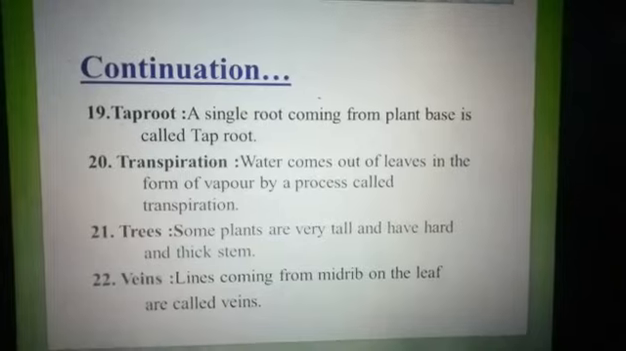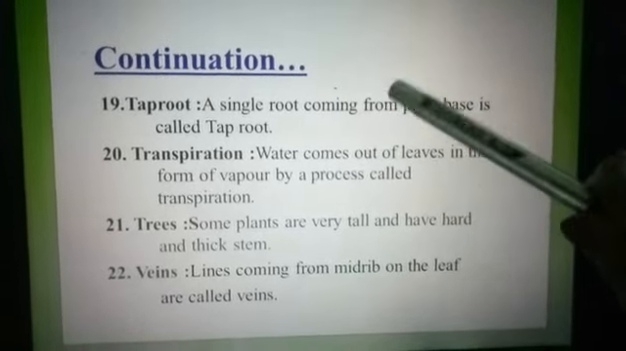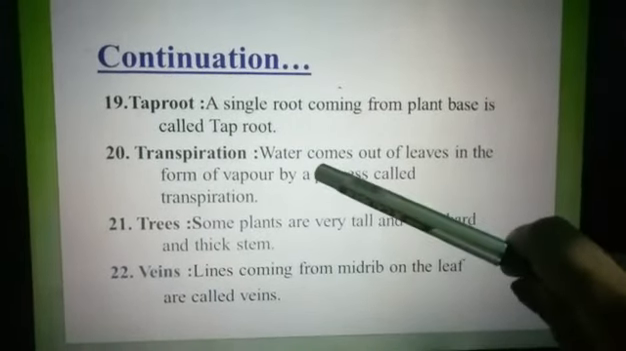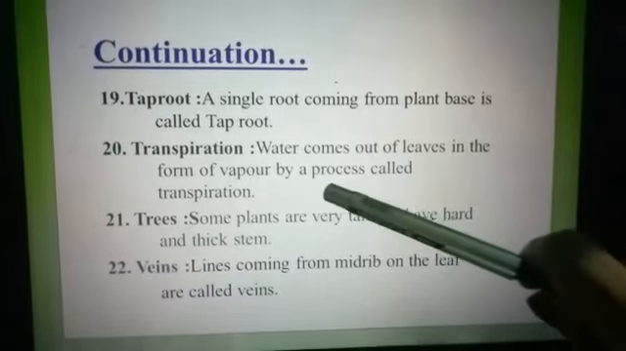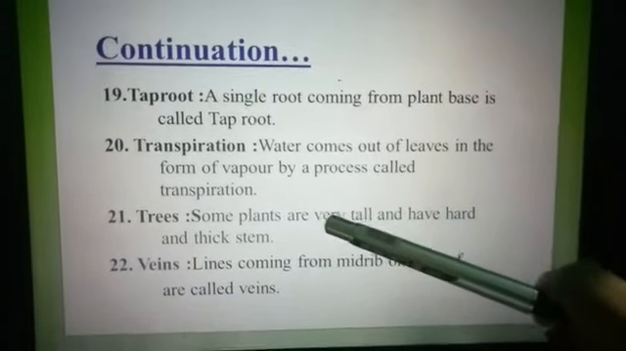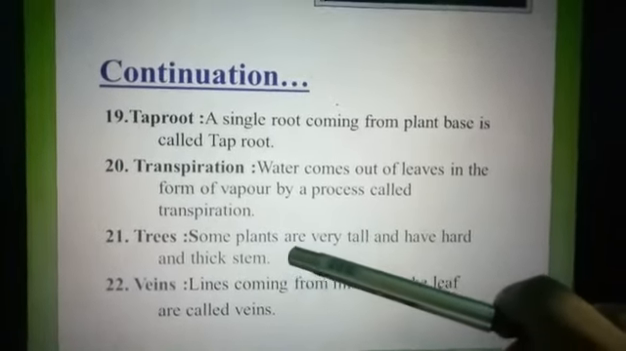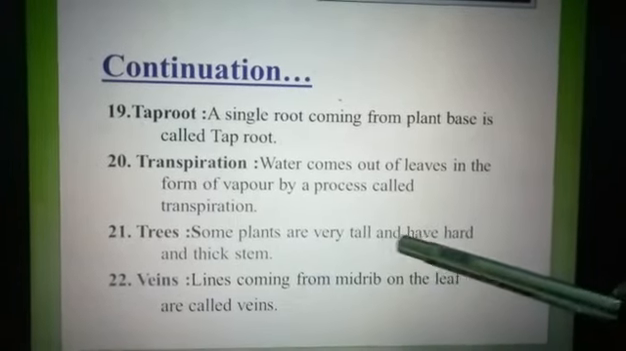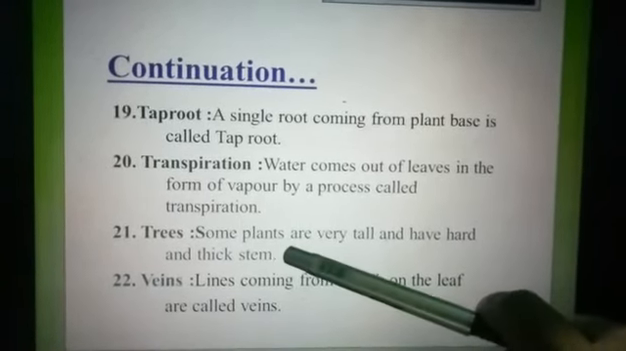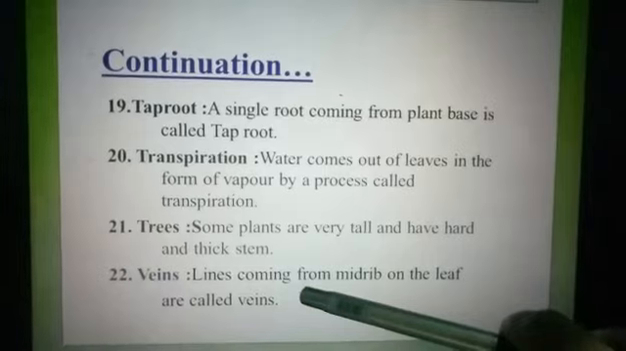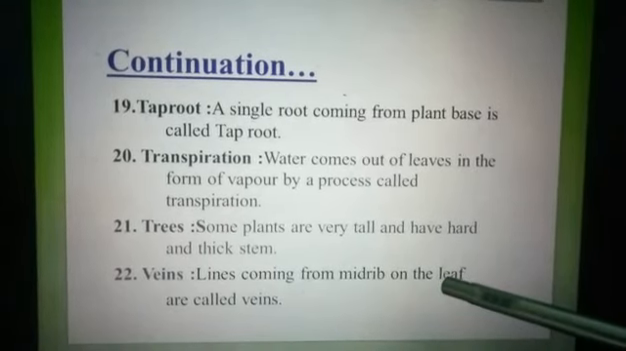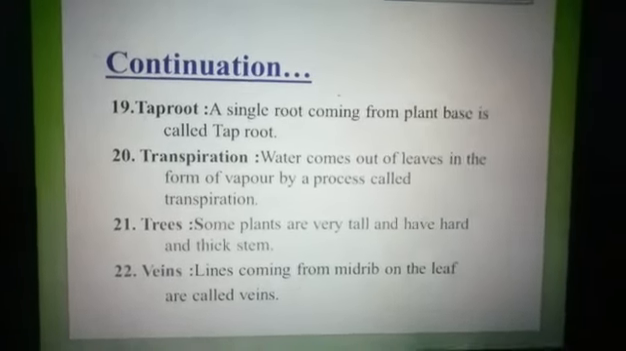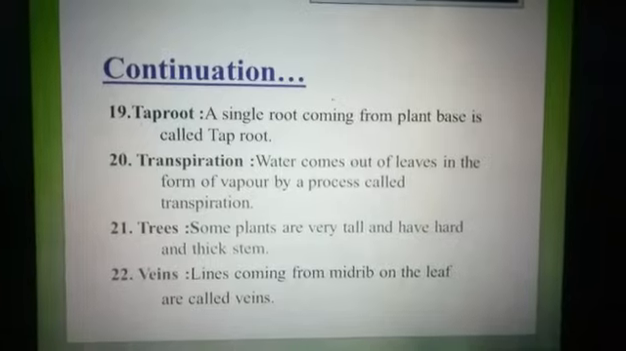Then now we have taproot, a single root coming from the base, right? Transpiration, when water comes out of leaves in the form of vapor, right? Trees, some plants are very tall and have hard and thick stem, right? Veins, lines coming from midrib on the leaf are called veins. So this is all about keywords.